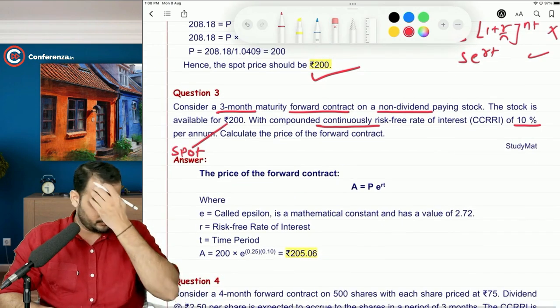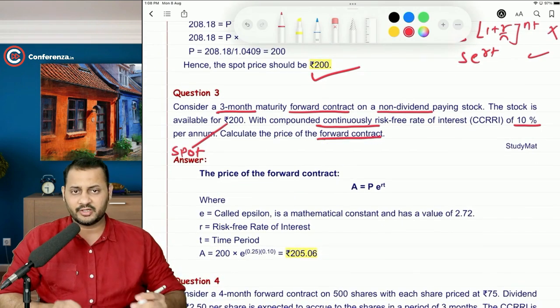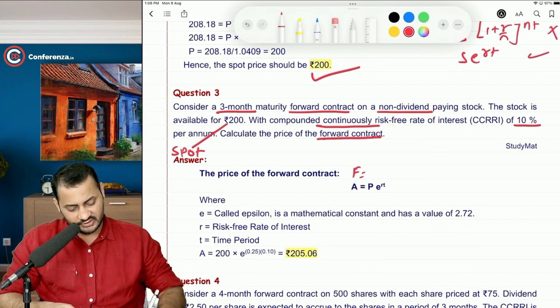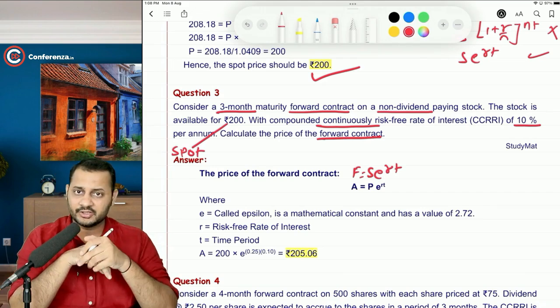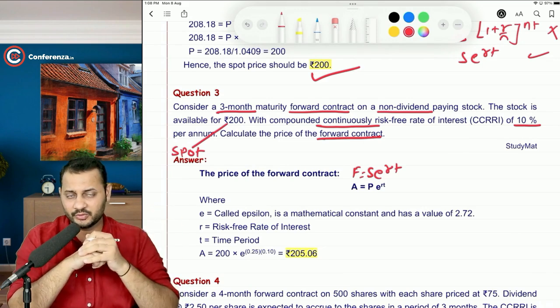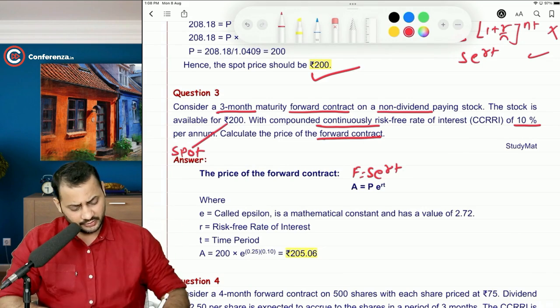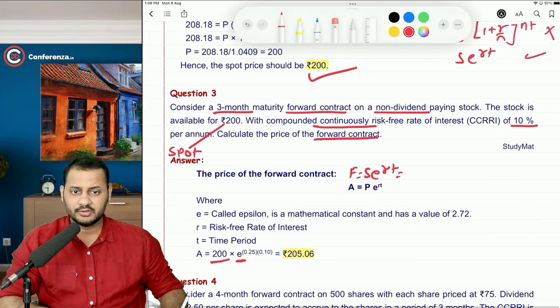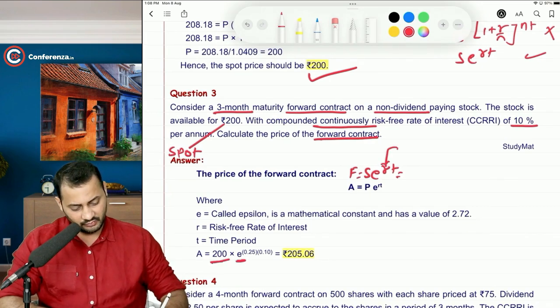Okay, let's continue. We have to calculate a forward contract, and the formula will be very simple. F is equal to S into e to the power RT. There is no dividend, so there will be no deduction of the same. Spot price is given to you as 200 rupees. So it will be 200 into e to the power... understand the rate of interest. What is the rate of interest here?